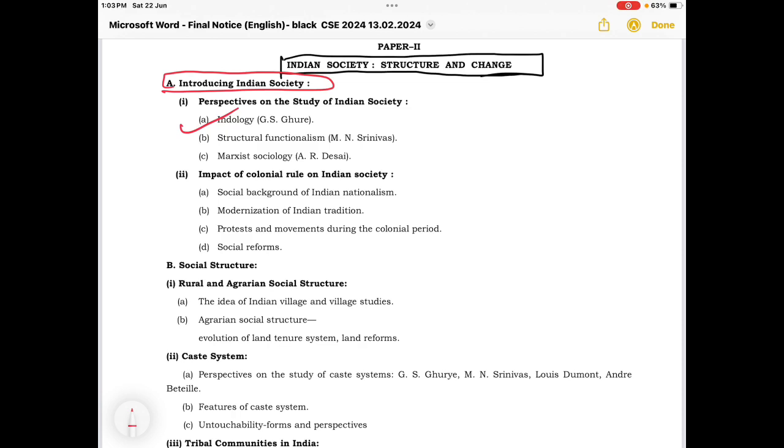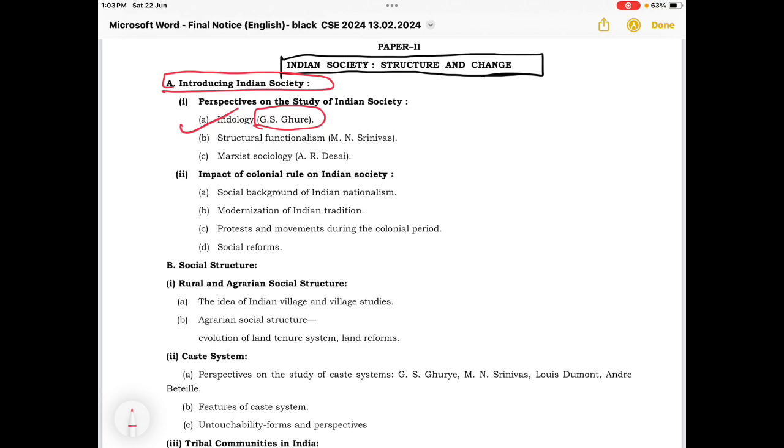The first sociologist was G.S. Ghurye, who is also known as the father of Indian sociology. You will read about him that he also set up a university for sociology. The first university was set up for the study of Indian society, and G.S. Ghurye set up that university.